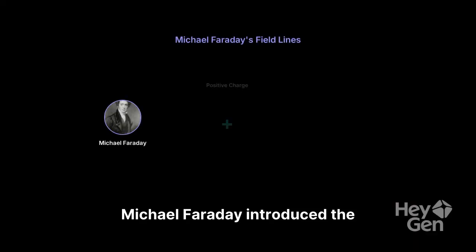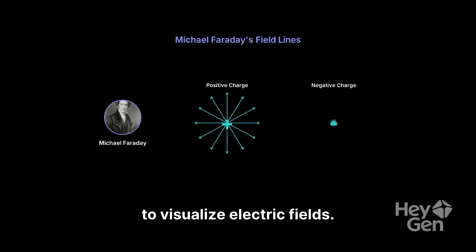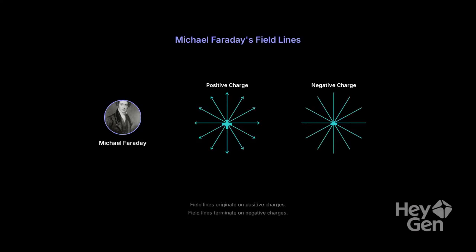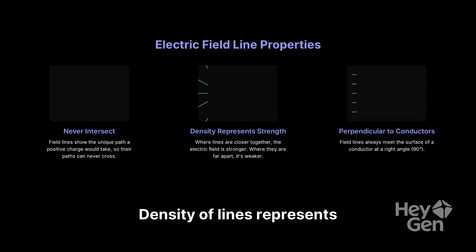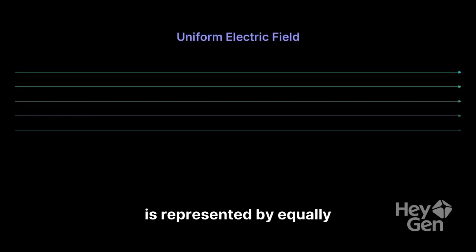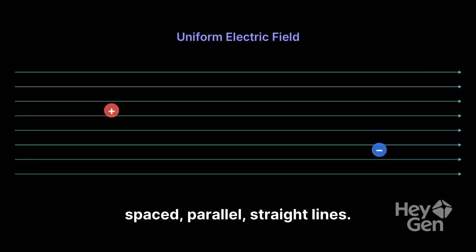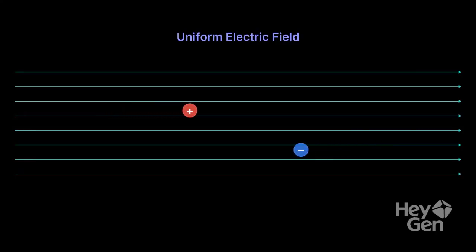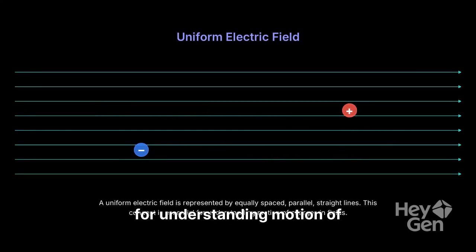Michael Faraday introduced the idea of field lines to visualize electric fields. The rules are: field lines originate on positive charges and terminate on negative charges. They never intersect. Density of lines represents field strength. Lines are perpendicular to the surface of a conductor. A uniform electric field is represented by equally spaced, parallel, straight lines. This concept is essential for understanding motion of charges in fields.